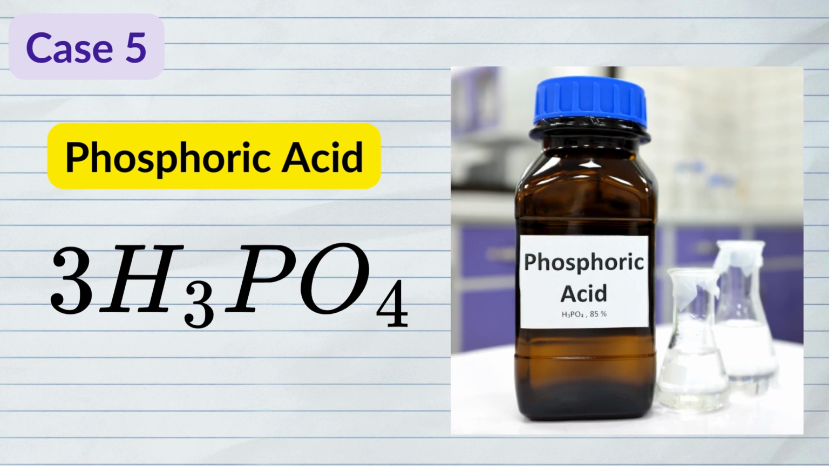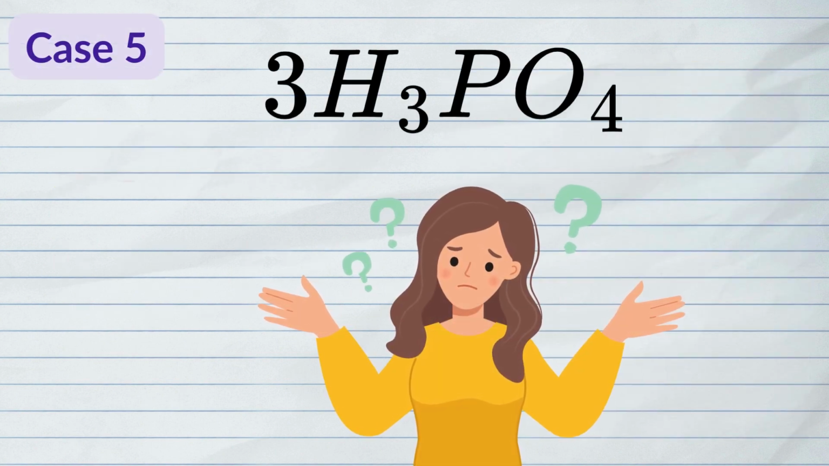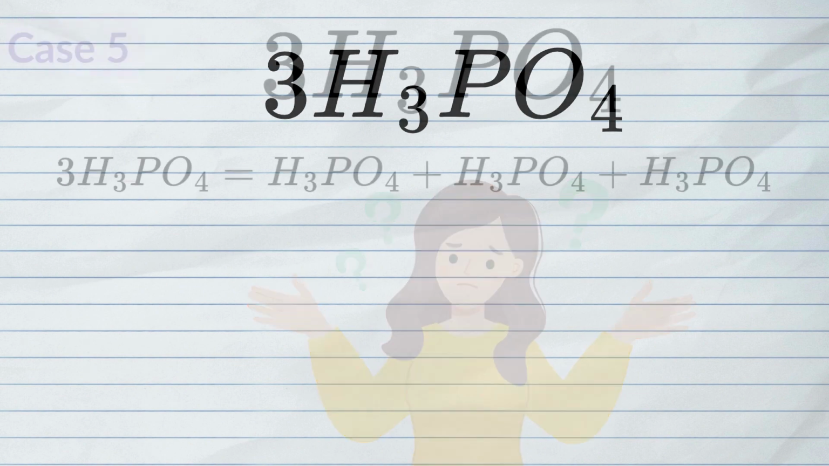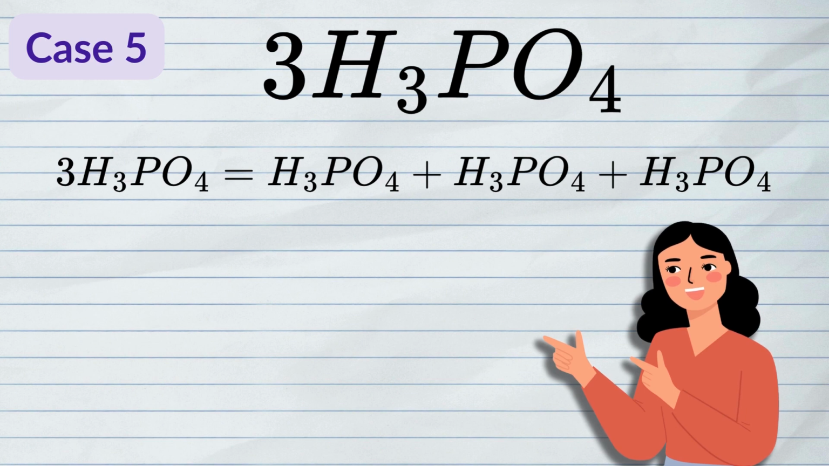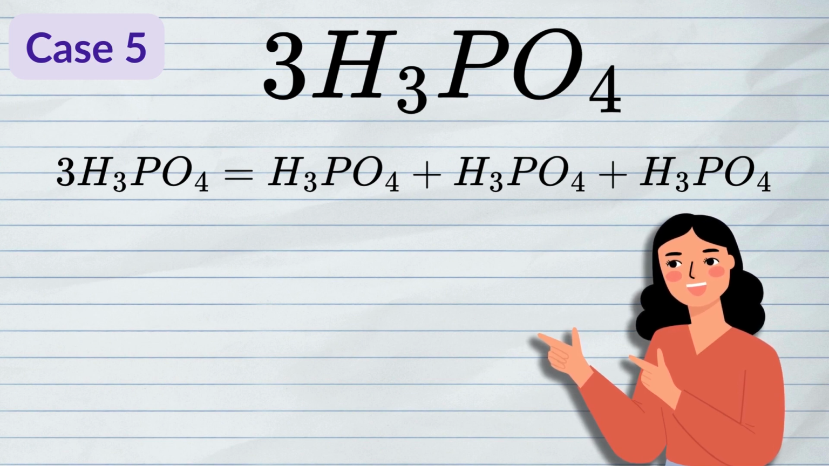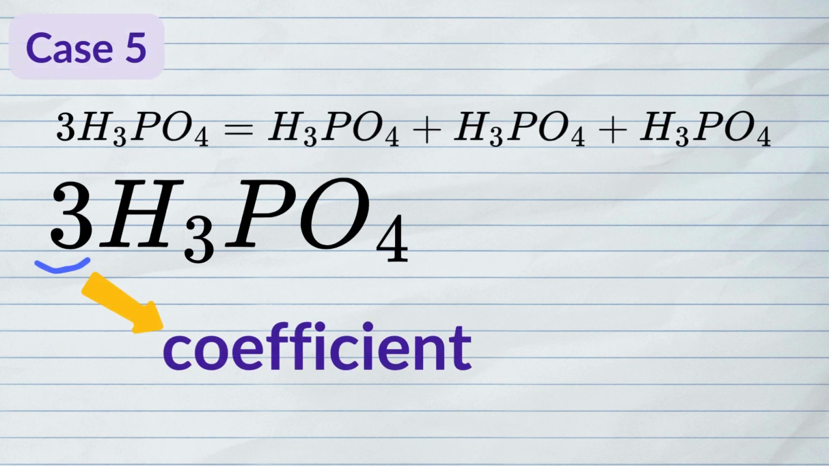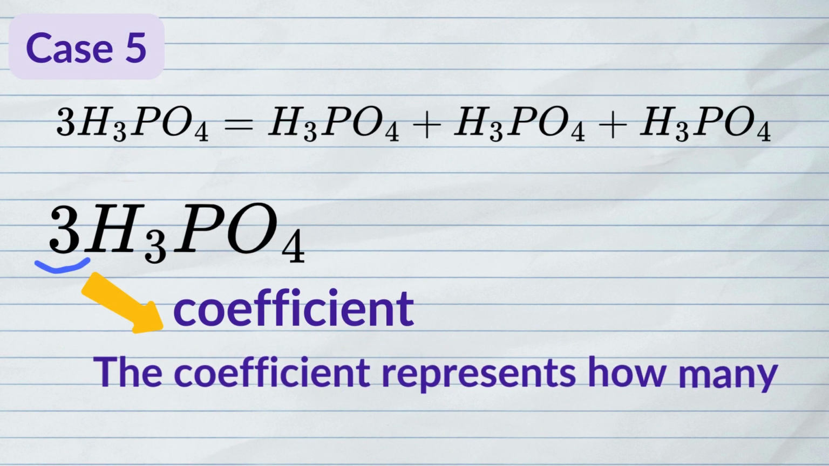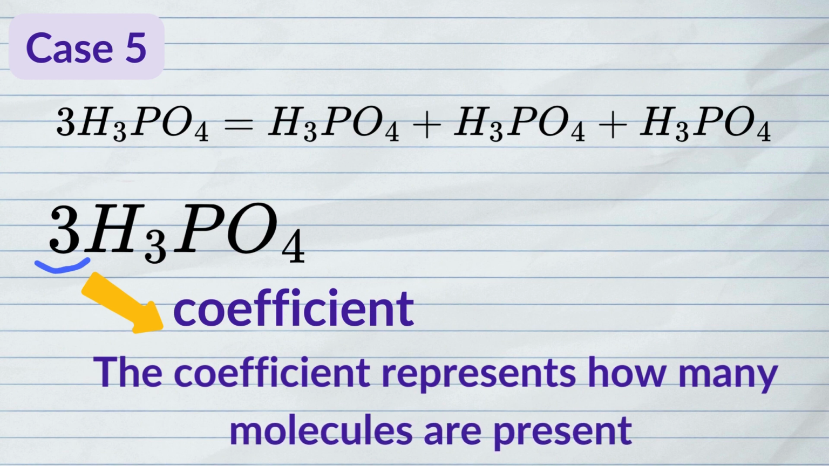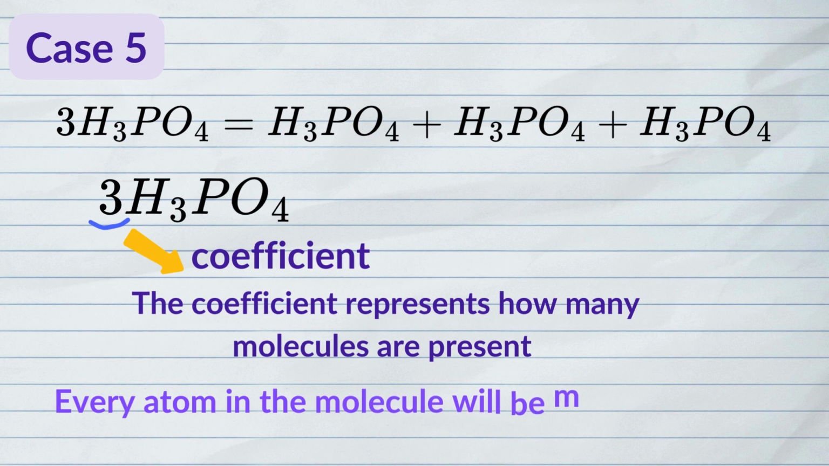Phosphoric acid is H3PO4. But here there is a 3 in front of the H3PO4. This is the same as writing 3H3PO4 equals H3PO4 plus H3PO4 plus H3PO4. And the 3 here is called the coefficient. The coefficient represents how many molecules are present or how many units are present. Every atom in the molecule will be multiplied by 3, or by the coefficient.